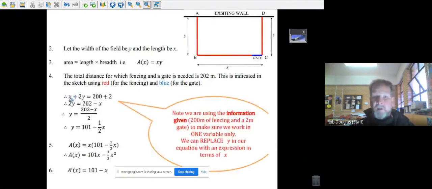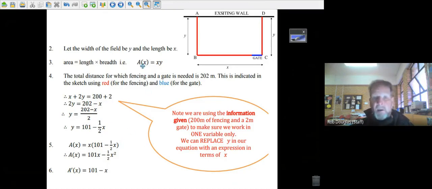We've got that x plus 2y equals 202. If we take the length and the two widths, y and y, if we add them together, we get 202. Now we just make y the subject, we subtract x, and then we divide by 2, we get y equals 101 minus a half x. And then we have these good notes here that explain that this is a key part, because we've got to get y in terms of x so we can get the area just in terms of x.